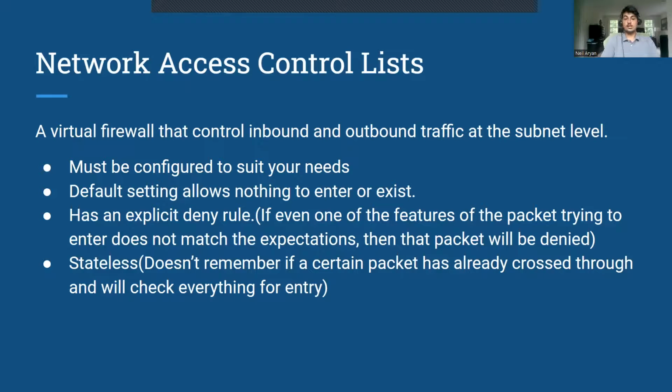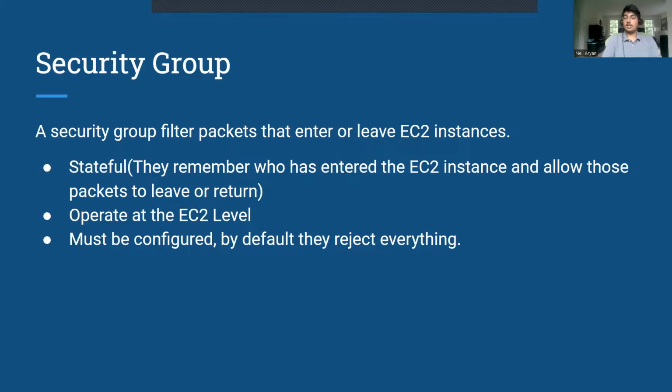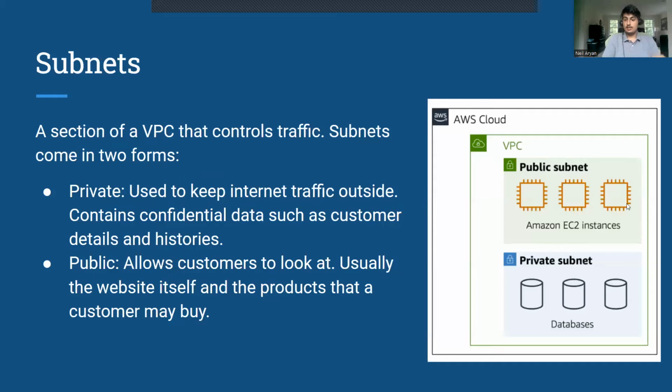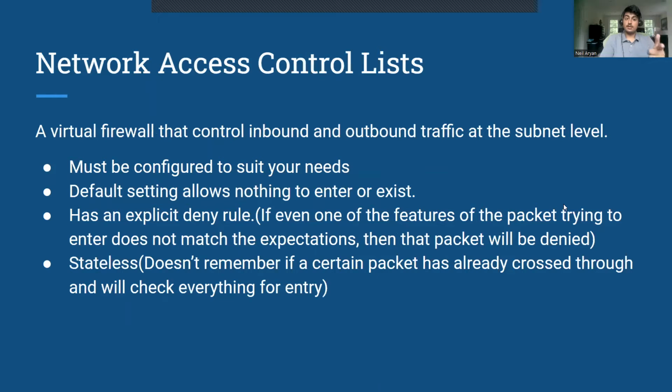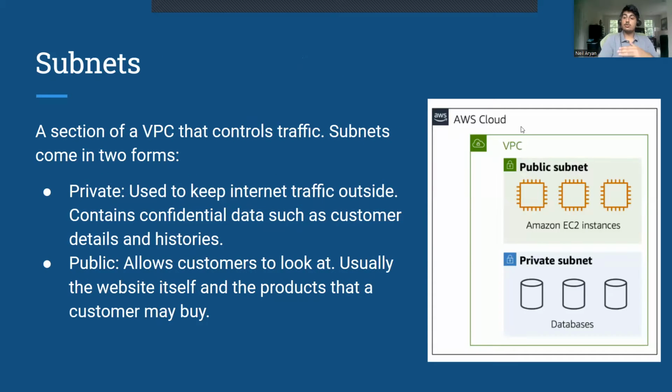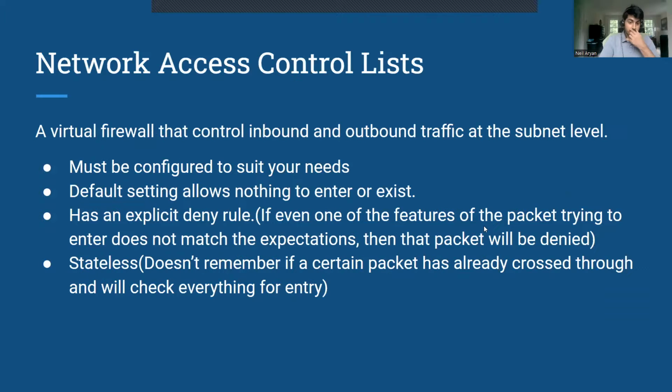Now, we have security groups, and they're a little different from network ACLs in the sense that they're stateful, which means they remember who's entered the network, who's entered the EC2 instance, and they allow those packets to leave or return once again. They operate at the EC2 instance level, not the subnet level, meaning each individual EC2 instance might have a security group, but the network ACL controls the entire public or private subnet.